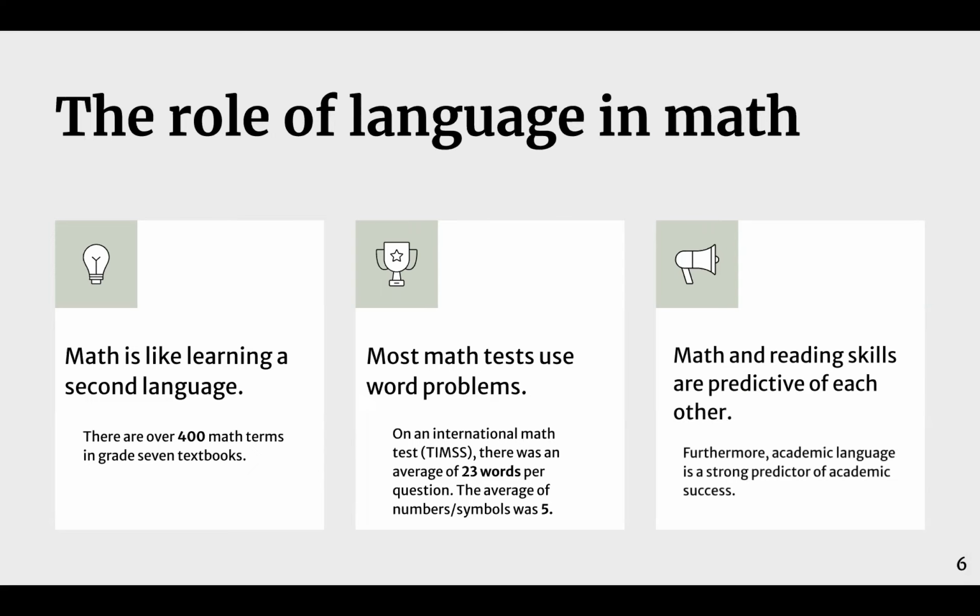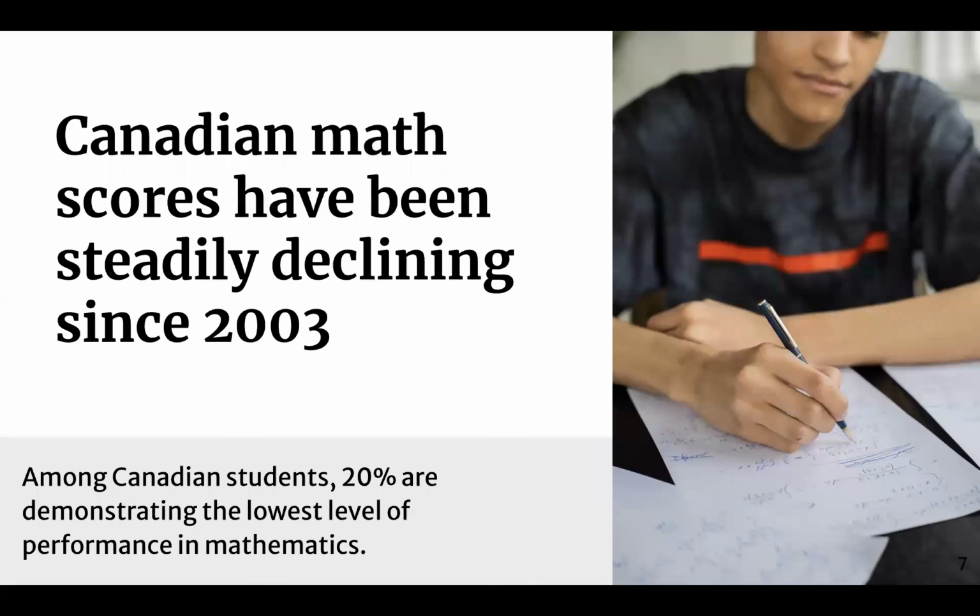Furthermore, academic language is a strong predictor of academic success. To become proficient in academic language and math, there needs to be oral and written exposure, as well as oral and written production within this area. However, many teachers ignore this crucial step in math learning.